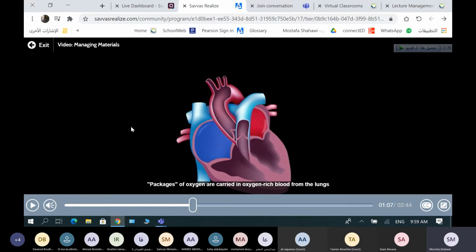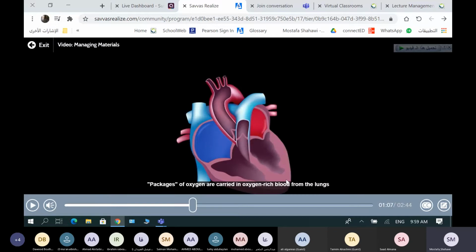The deoxygenated blood, which is rich in carbon dioxide, moves from the right atrium to the right ventricle, and then to the lungs. This is the atrium and this is the ventricle. This blue one is called deoxygenated blood. It's rich in carbon dioxide. It will be distributed to the lungs, so carbon dioxide will be eliminated through the lungs.